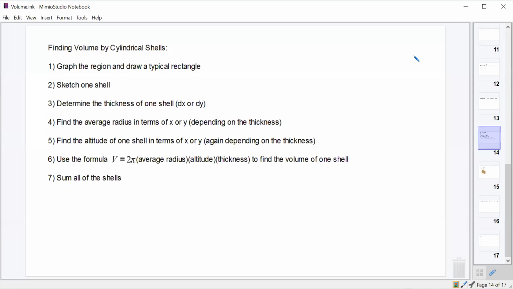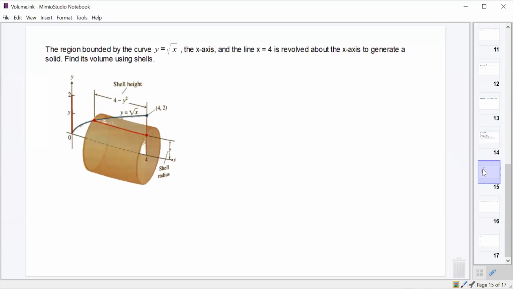And so effectively what we're going to be doing is looking for the lateral surface area of one of these cylinders and then multiplying it by the thickness, and the thickness will be dx or dy. So the formula that we get is 2 pi r times the height, or the altitude, times the thickness, which is your dx or dy, and then you just use an integral to sum them all together. So let's take a look at the one that I always start with here.